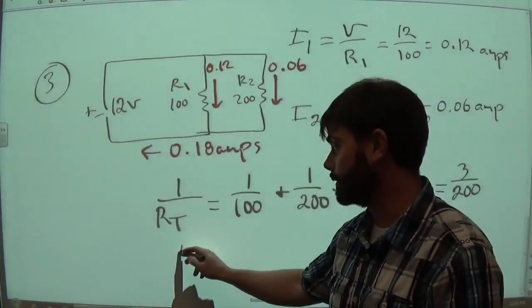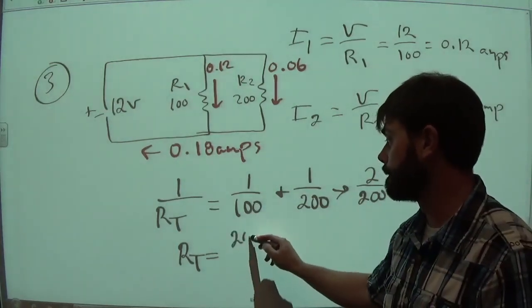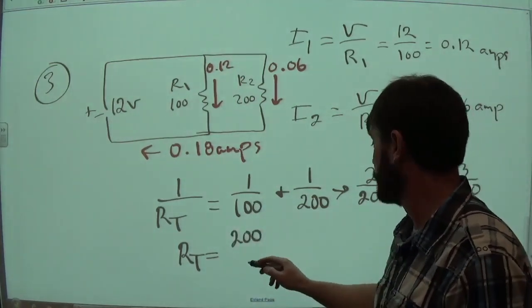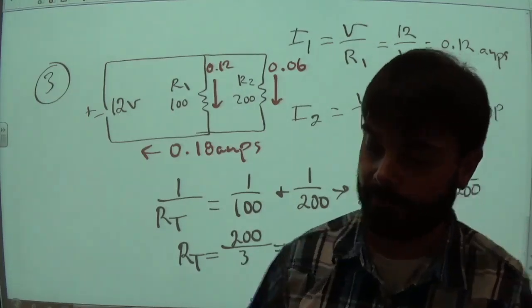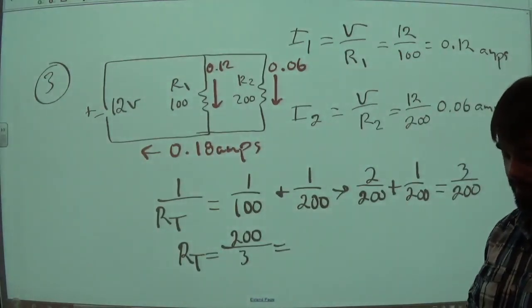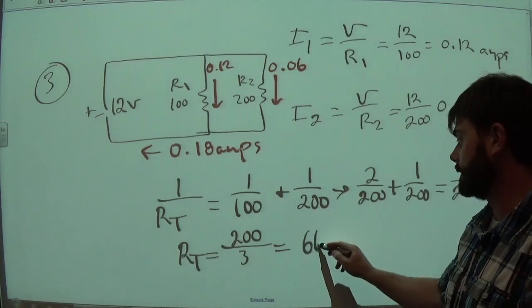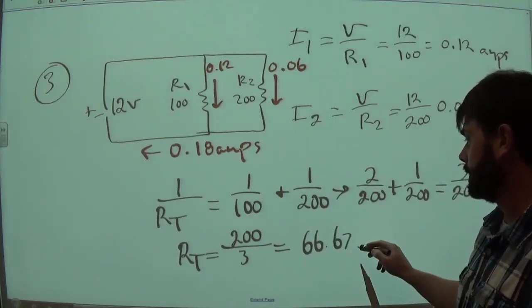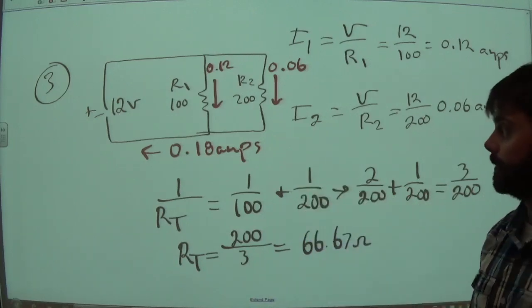So the resistance total is actually equal to 200 over 3. And if I divide that out, 200 divided by 3, this gives me an equivalent resistance of approximately 66.67 ohms.